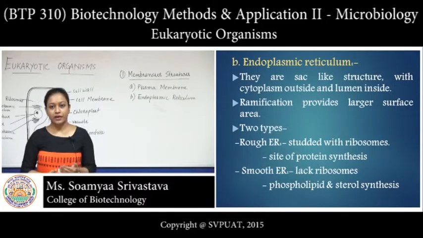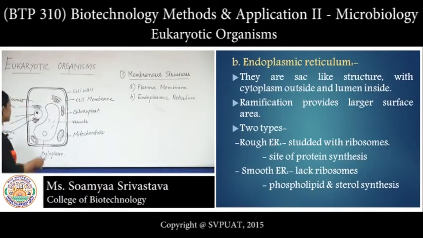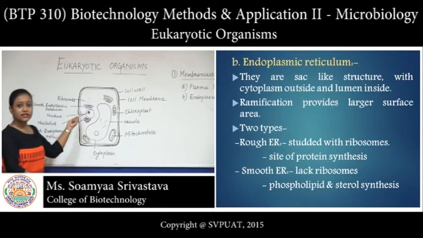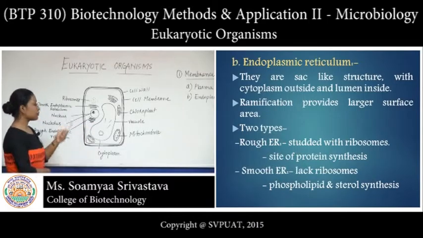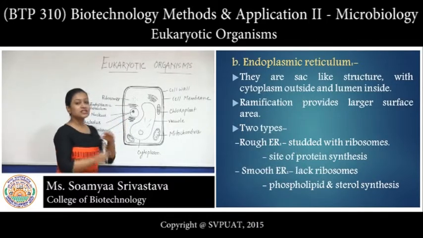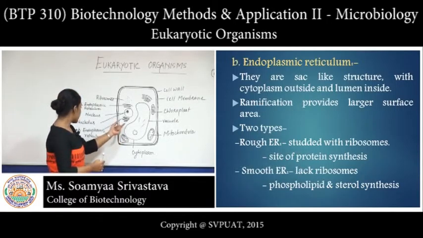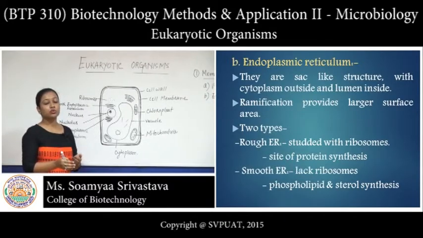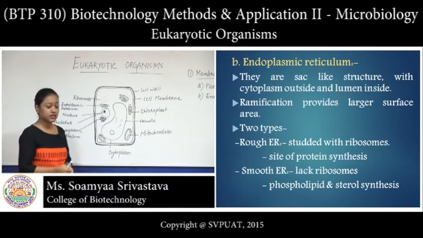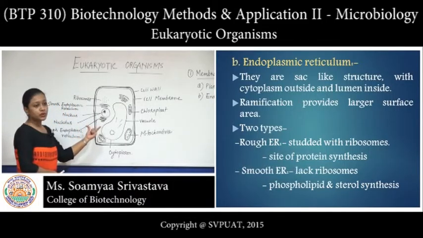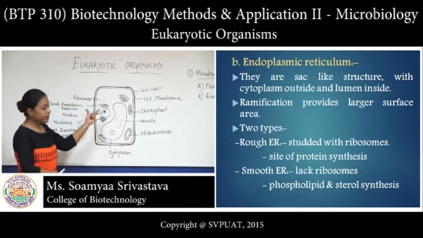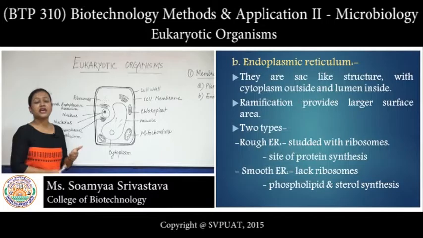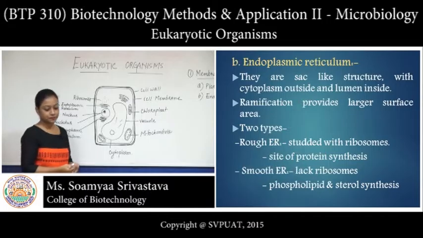There are generally two types of endoplasmic reticulum, as we have seen here: the rough endoplasmic reticulum and the smooth endoplasmic reticulum. In the rough endoplasmic reticulum, the ribosomes are studded over the surface, while the smooth endoplasmic reticulum is smooth and does not have any attached ribosomes. The rough endoplasmic reticulum is associated with protein synthesis inside the cells, whereas the smooth endoplasmic reticulum is associated with the synthesis of phospholipids and sterols.